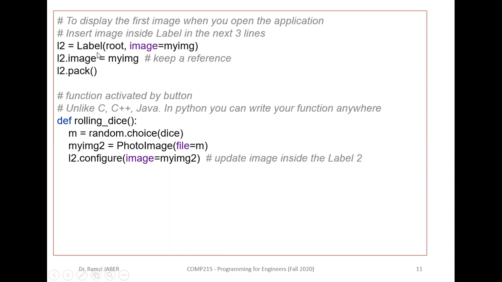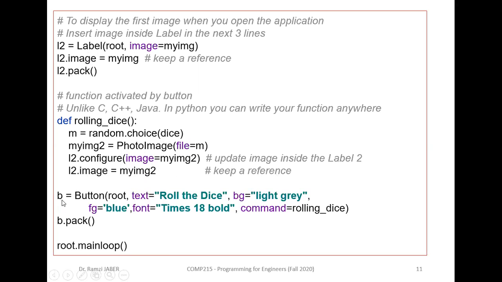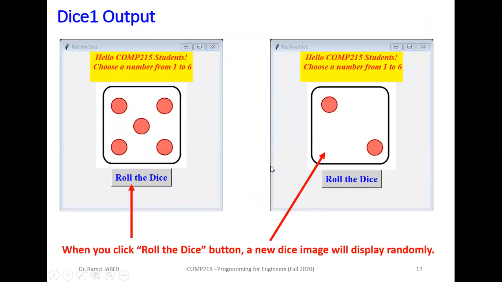So L2, label 2, dot configure image equal my image2, updating. Then we must keep the reference: L2.image equal my image2. We must repeat it twice to display. Then b equal button root, roll the dice, whatever, and the command will be rolling dice, calling this function, dot pack.